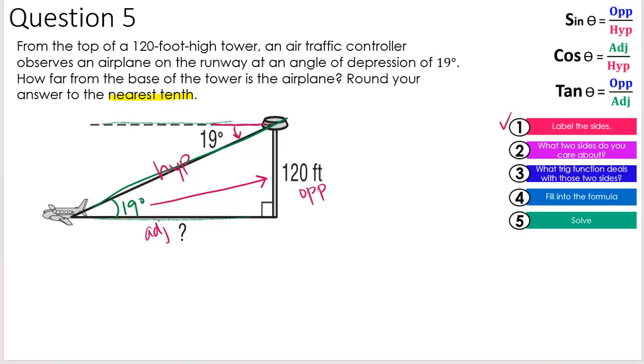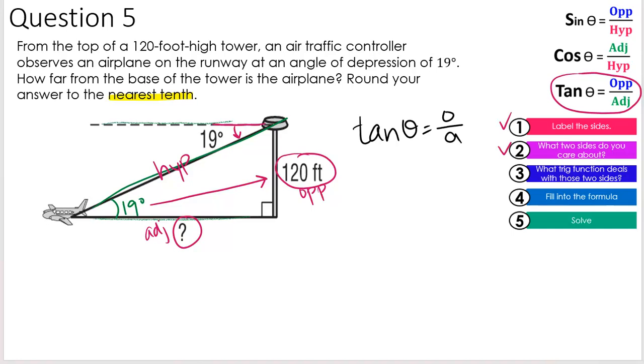What two sides do you care about? Well, the side that I need to find, which is this adjacent side, and the side that I'm given, which is this 120, my opposite. So I care about opposite and adjacent, okay? So what trig function deals with opposite and adjacent? Tangent. Okay, now, I know I'm going to be using tangent of theta is equal to O over A.